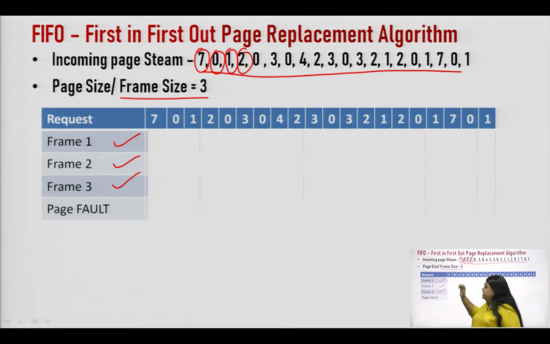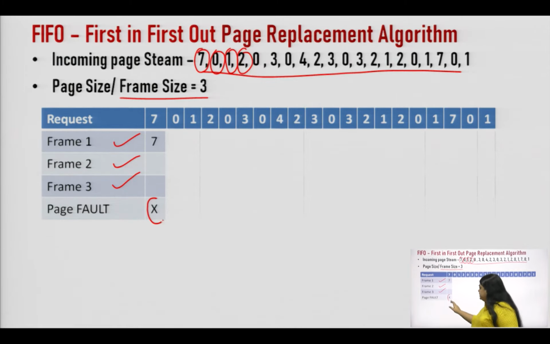So, the first page that it needs for execution is 7. 7 is not available in the memory. So, what happens? A page fault takes place and the operating system brings page number 7 from the secondary memory to the main memory. So, 7 comes in.